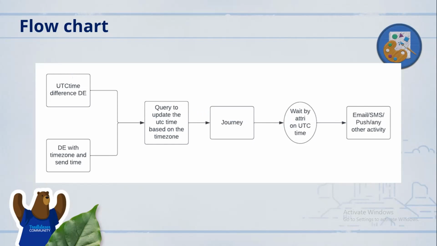That's London time. Then, whether we target email, SMS, push, or any other activity, even direct mail, it will look at the UTC time that was updated from the query, and when that time occurs, the subscriber gets pushed into the next activity. By doing this, we can send irrespective of time zone and target the subscriber at a specific time. If you want to target 10 a.m., even for EST, PST, and MST, we can do that in a single shot.